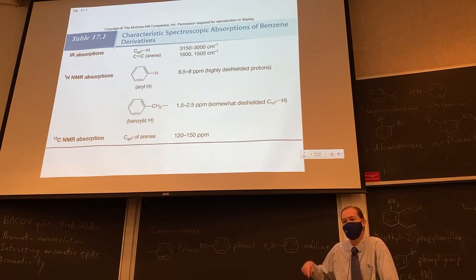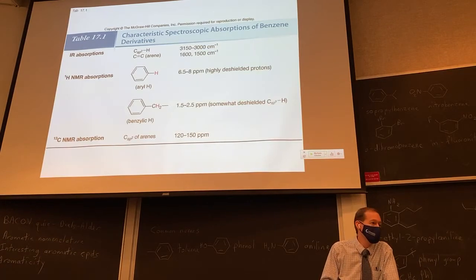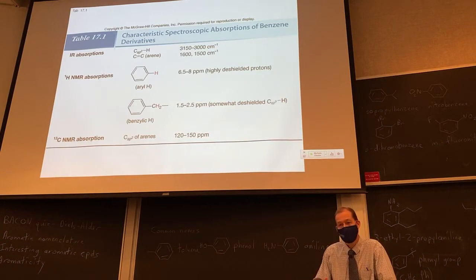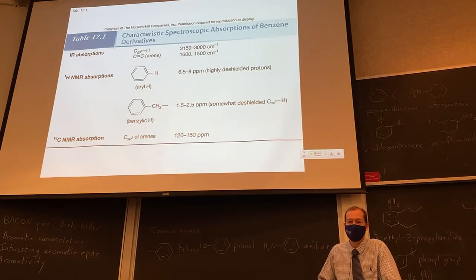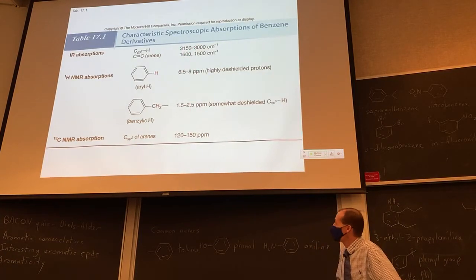If you have a peak in that region, it would tell you that you had either an alkene or a benzene, or you might have both. It doesn't allow you to distinguish between the two. You're really not going to want to look at the carbon-carbon stretch, because there are multiple things that can come in that area. It's not very diagnostic. What is diagnostic is the proton NMR.